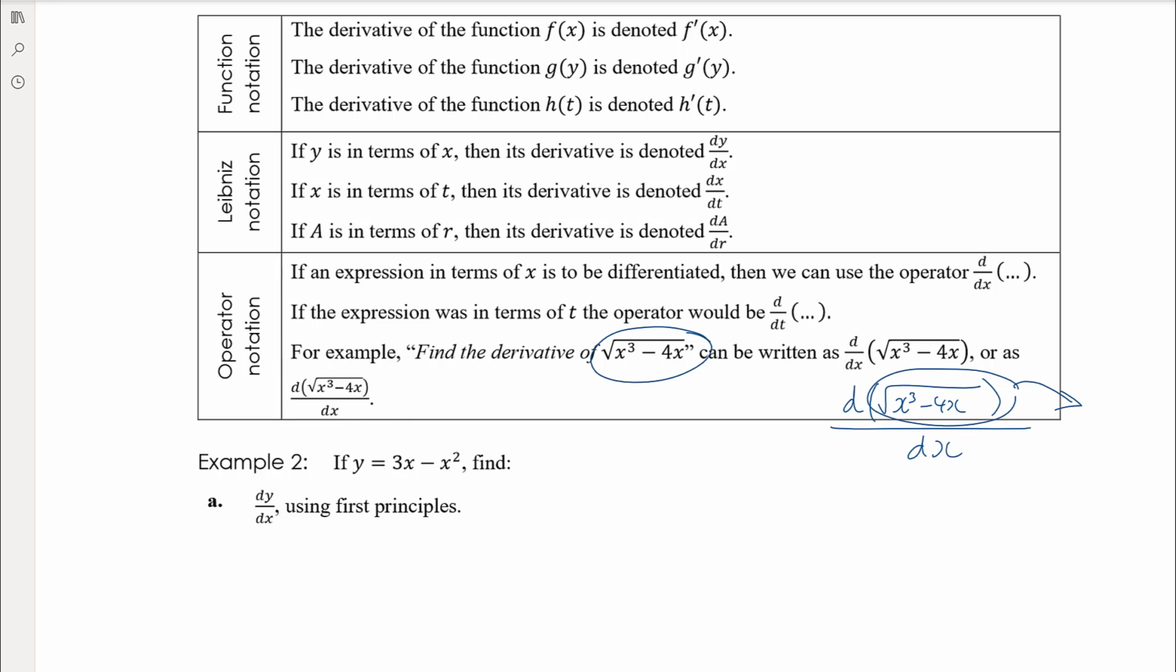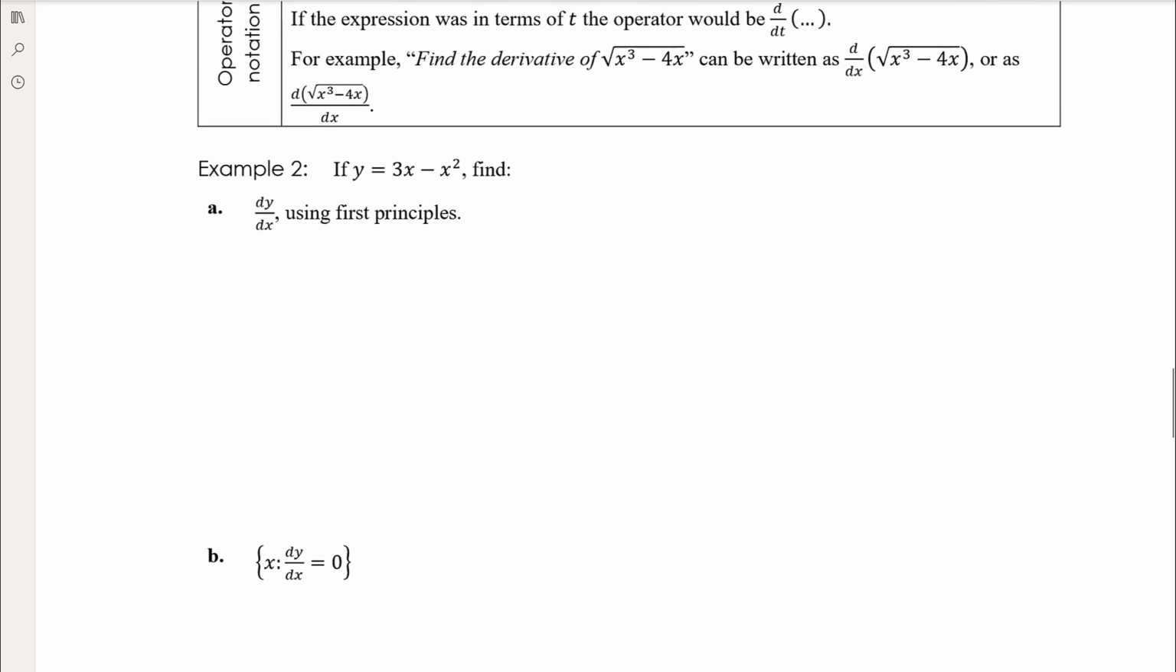So we can either write this as the derivative with respect to x of the square root of x cubed minus 4x, or we can write it as the derivative of the square root of x cubed minus 4x with respect to x. Okay, so being able to transition between these three notations is really important. You can't just decide I'm only going to write this every time. You need to be able to respond to the question, the way the question's phrased, and the function as it's defined in the question. Alright, so let's have a look at another example here.